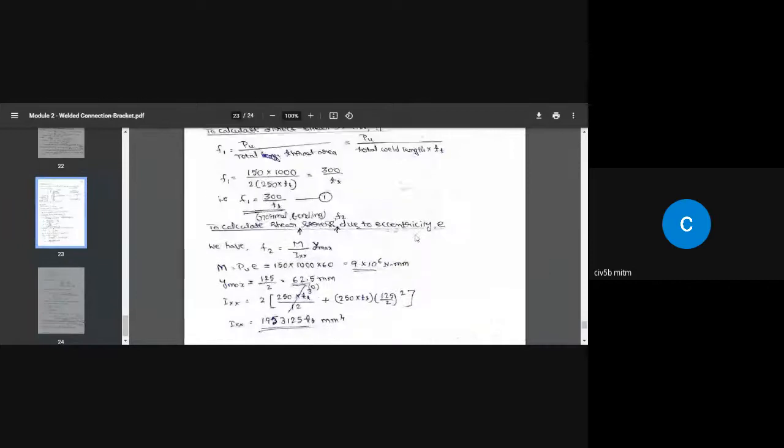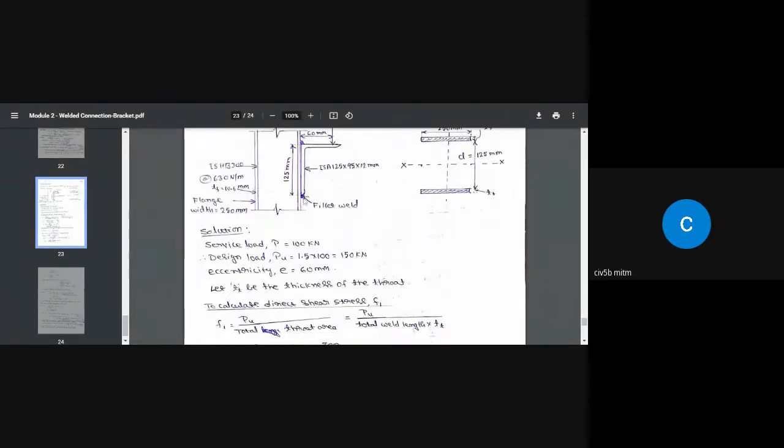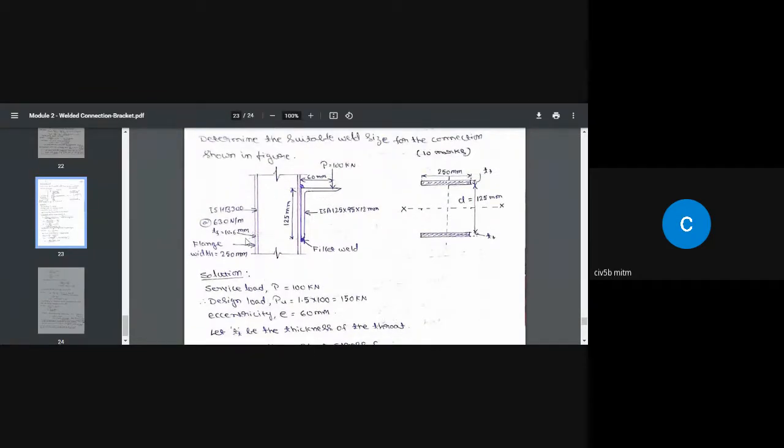Then what is the minimum size and what is the maximum size? If you look here, we are providing weld here. For the minimum size of the weld, 10.6 millimeter is the thickness of the flange here, and here it is 12 millimeter. So the thicker of these two portions is 12 millimeter. As per the code, the minimum size is 5 millimeter. Is it not? So the minimum size is 5 millimeter.